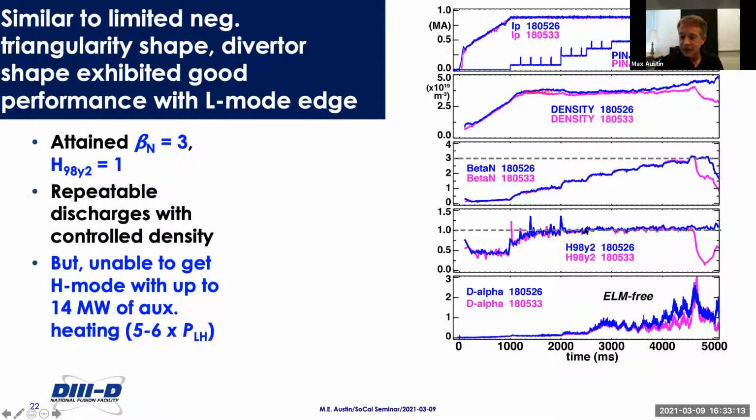H factors, again, at 1, not quite as good as the symmetric negative triangularity. This is roughly attributed to the lower average triangularity, but no H mode transition. And again, we fed this thing up to 14 megawatts of auxiliary heating power, which from the scaling law is 5 to 6 times the L to H transition power. So this was kind of a bummer.